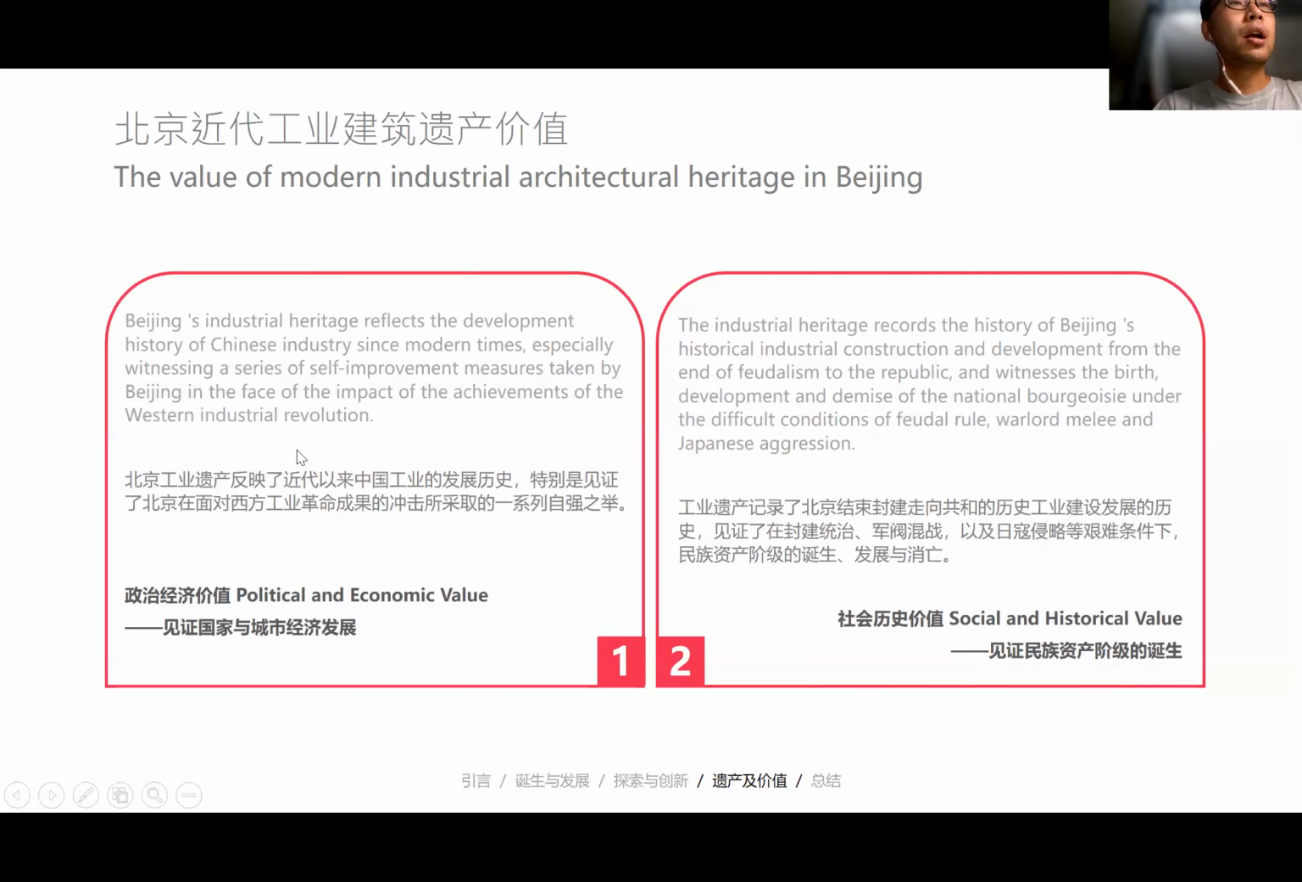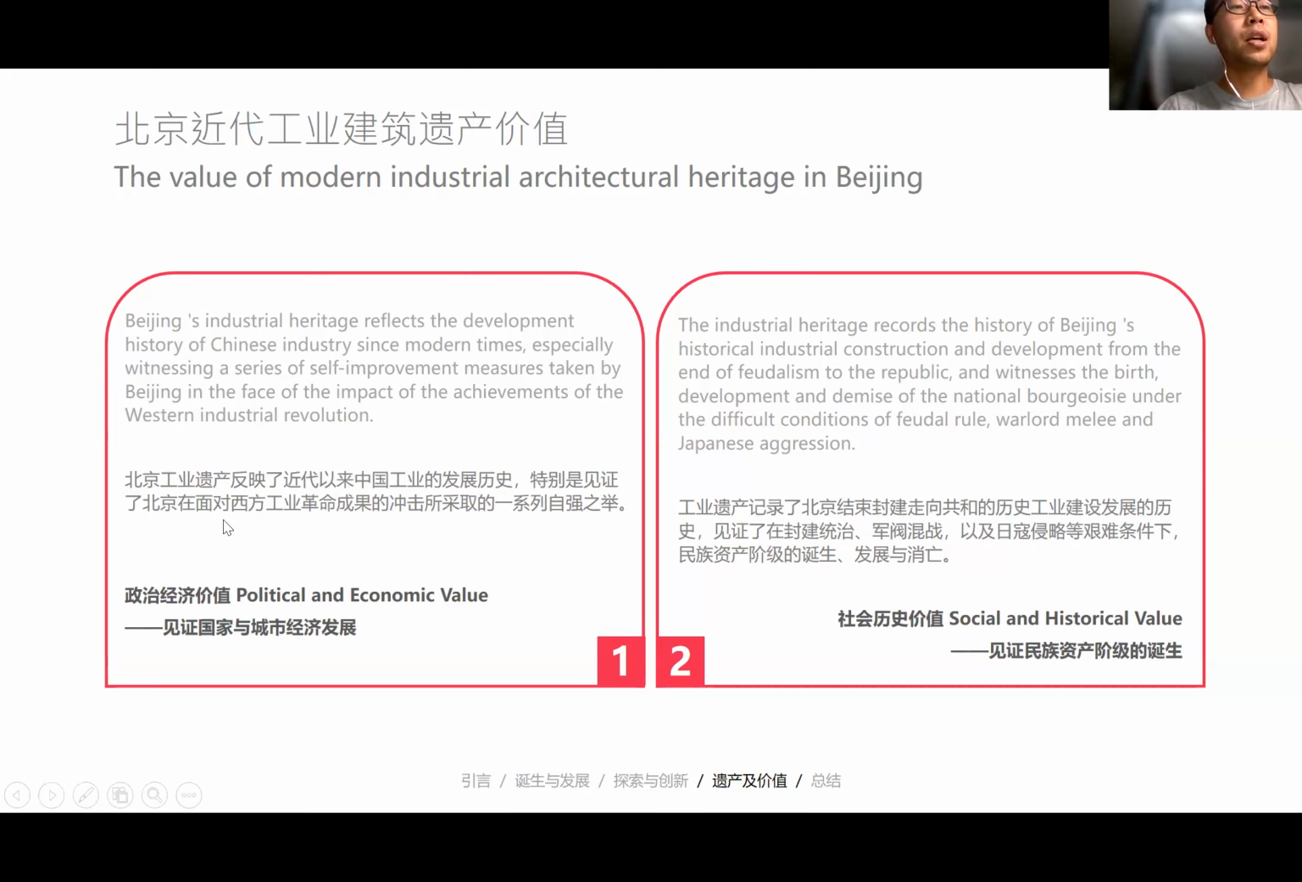In my research, Beijing's modern industrial heritage includes four meanings. The first one is the political and economic point of view. Beijing's industrial heritage reflects the history of China's industrial development in the modern era, especially witnessing a series of self-improvement measures taken by Beijing in the face of the impact of the achievements of the Western Industrial Revolution.